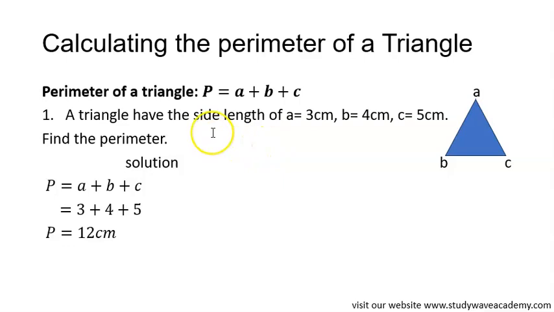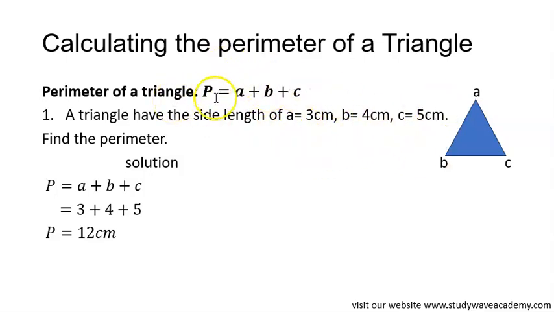So let's look at an example to help us understand. A triangle has side lengths A equals 3 centimeters, B equals 4 centimeters, and C equals 5 centimeters. Find the perimeter. Find the total distance of all the sides.